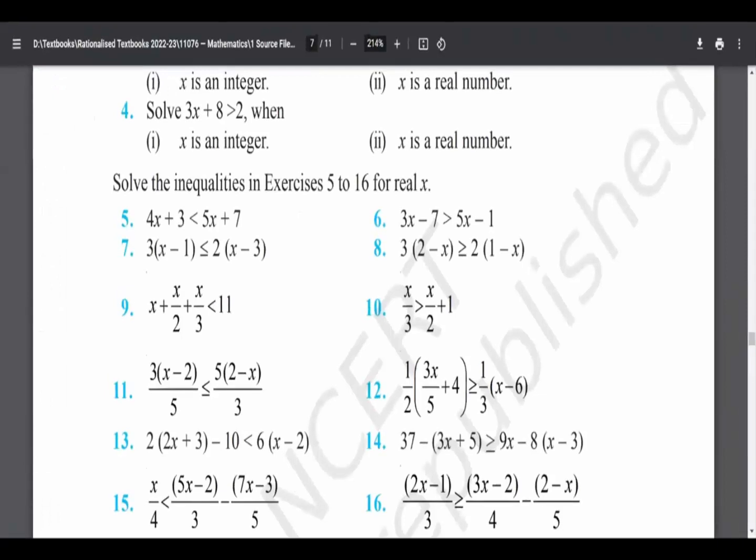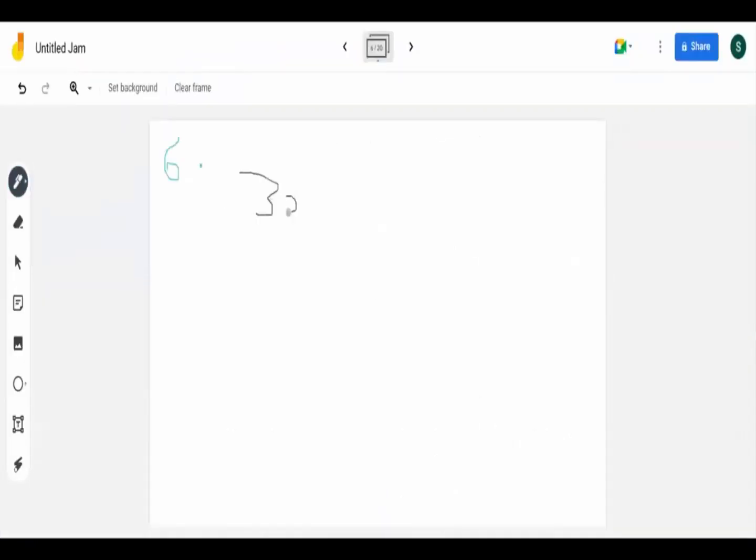Next question says 3x minus 7 is greater than 5x minus 1. This is question number 6. Again, subtract 3x on both sides. Minus 7 greater than 2x minus 1. Add 1 on both sides. So 2x will be less than minus 6. x will be less than minus 3.